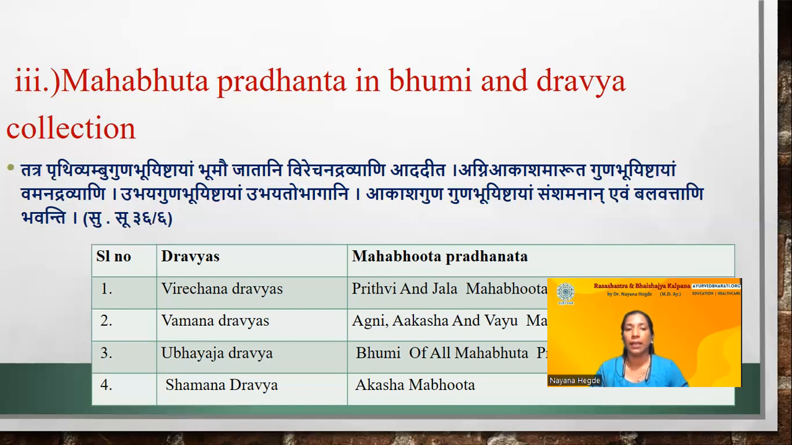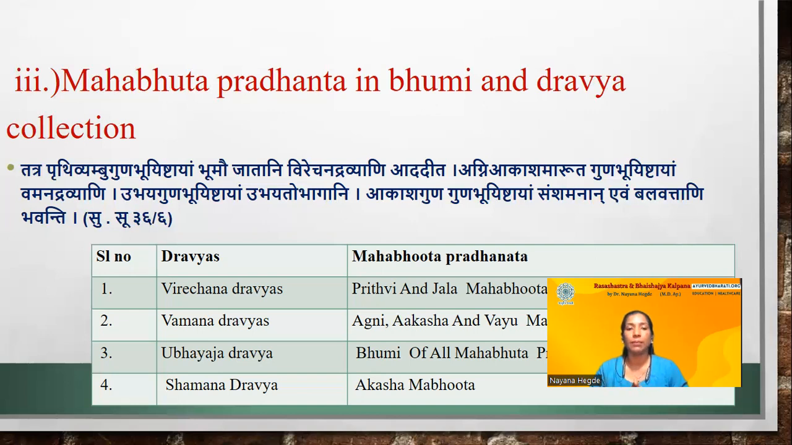Dravyani Adadita. Means Virechana Dravyas are collected from Prithvi Ambu Pradhana Bhumi, Mahabhuta Pradhana Bhumi. Virechana Dravyas are collected from the Prithvi and Jala Mahabhuta Pradhana Bhumi. Next, Vamana Dravyas are collected Agni Akasha Maruta Guna Bhuishtaya Vamana Dravyani. Vamana Karma Kara Dravyas are collected from the Agni, Akasha and Maruta Mahabhuta Pradhana Bhumi.